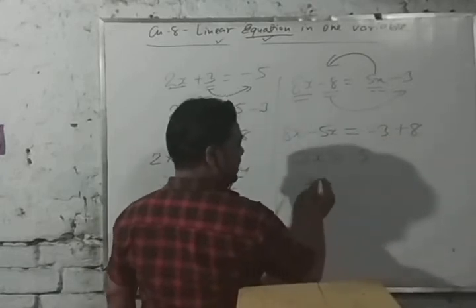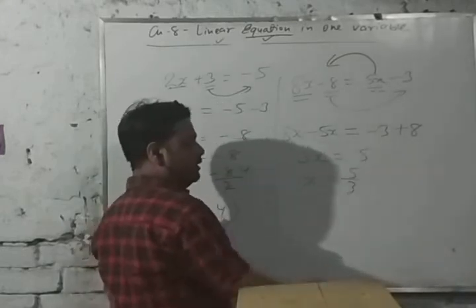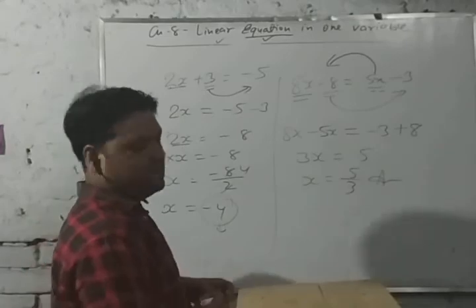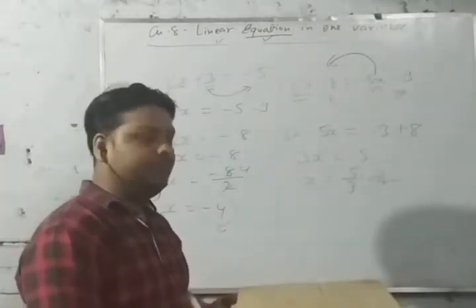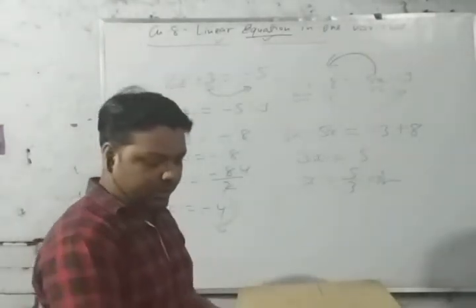Then x is equal to 5 by 3, because again it is in multiplication. So x is equal to 5 by 3. So like this we will use the transposition method to solve any equation, or we will find the variable. Got it, everyone?